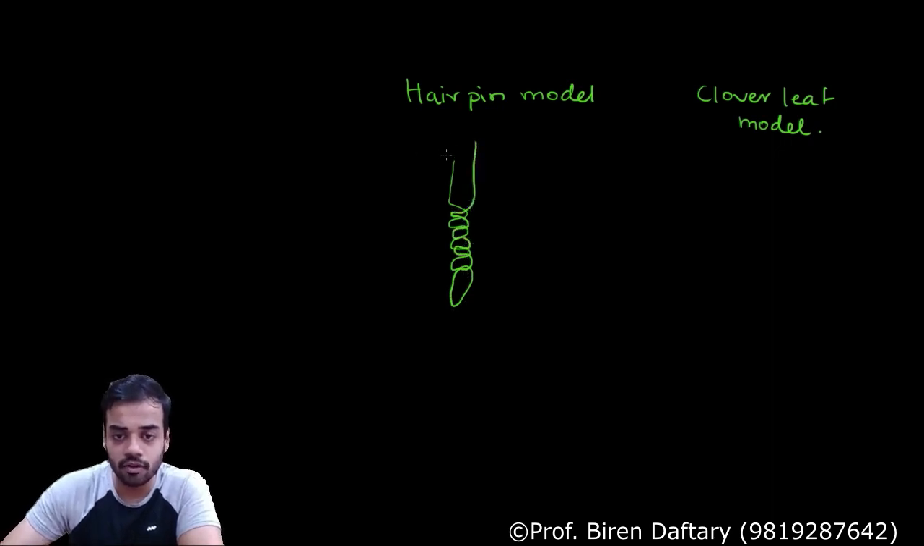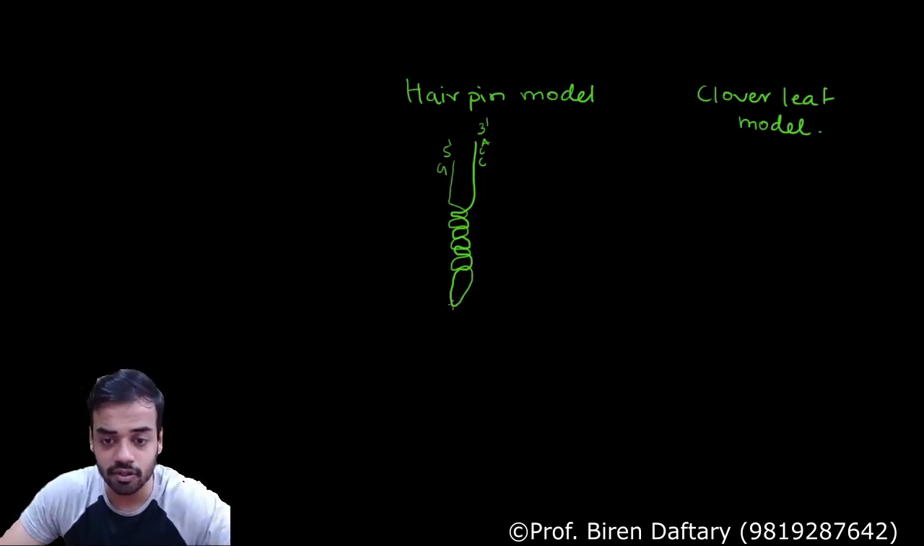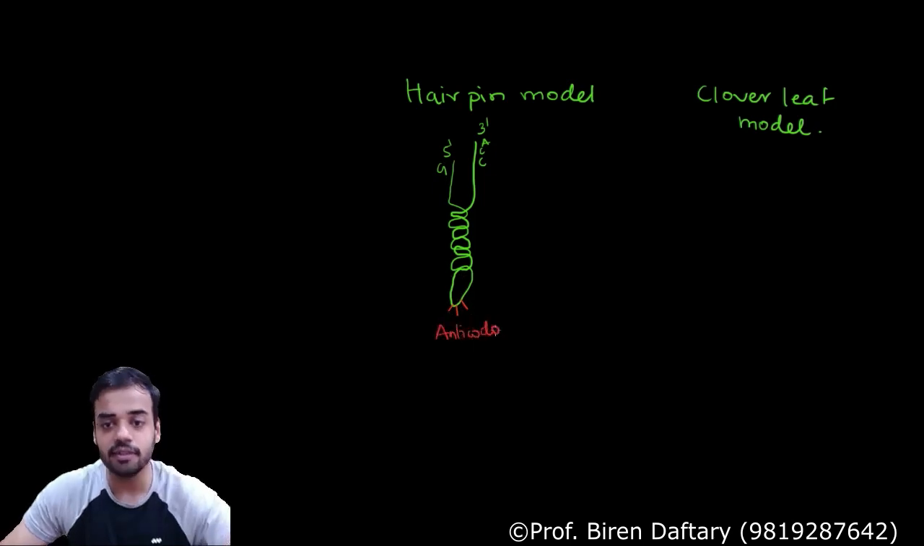Correct? This is your 5' end. This is your 3' end. On the 3' end, there are 3 nucleotides which are unattached or unbound. They are C, C, A. On the 5' there is G, and over here is your anticodon. Correct? I am showing it in red, the anticodon. This model is called the hairpin model.